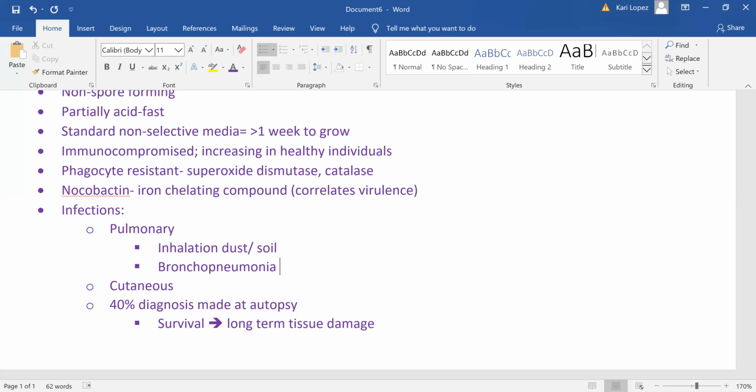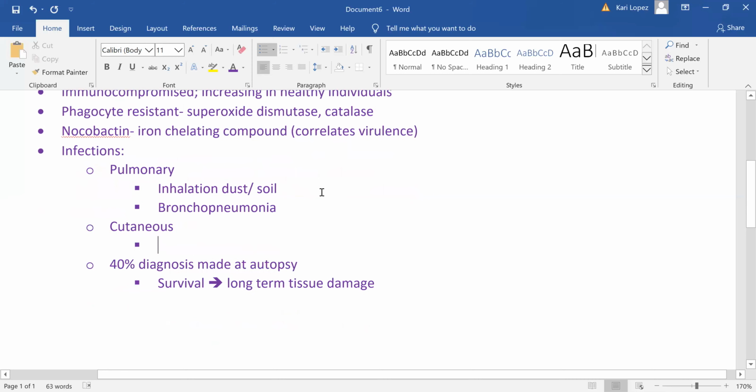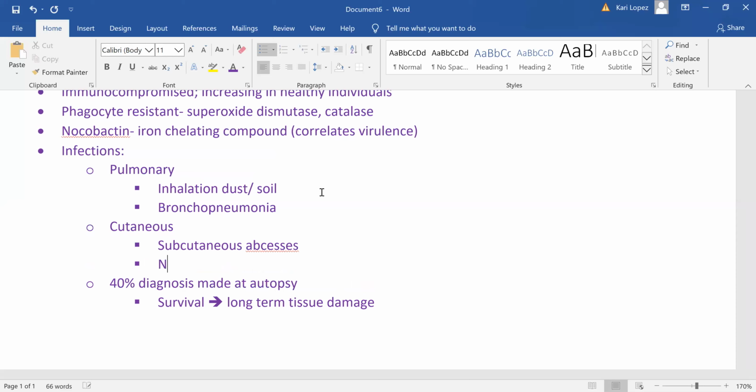So then our cutaneous, would y'all take any notes from cutaneous? Lesions. The subcutaneous abscesses. Okay. Subcutaneous abscesses. I would put the specific species, Brasiliensis.